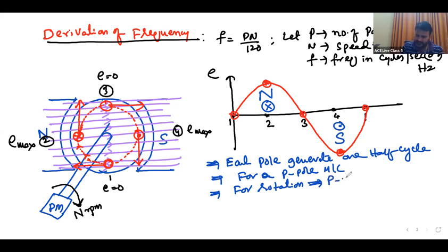P half cycles for a P pole machine, or that is equal to P by 2 full cycles. P by 2 full cycles.